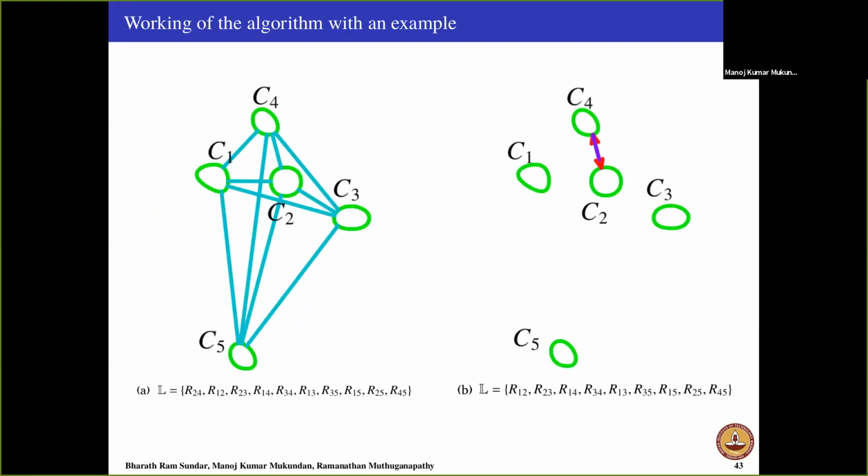A working example of the algorithm is explained here with a set of 5 closed curves. MADs between all pairs of these curves are computed and listed in increasing order of radius as shown here. Here MAD24 is of smallest radius and is empty. So direct edges are added as shown here.